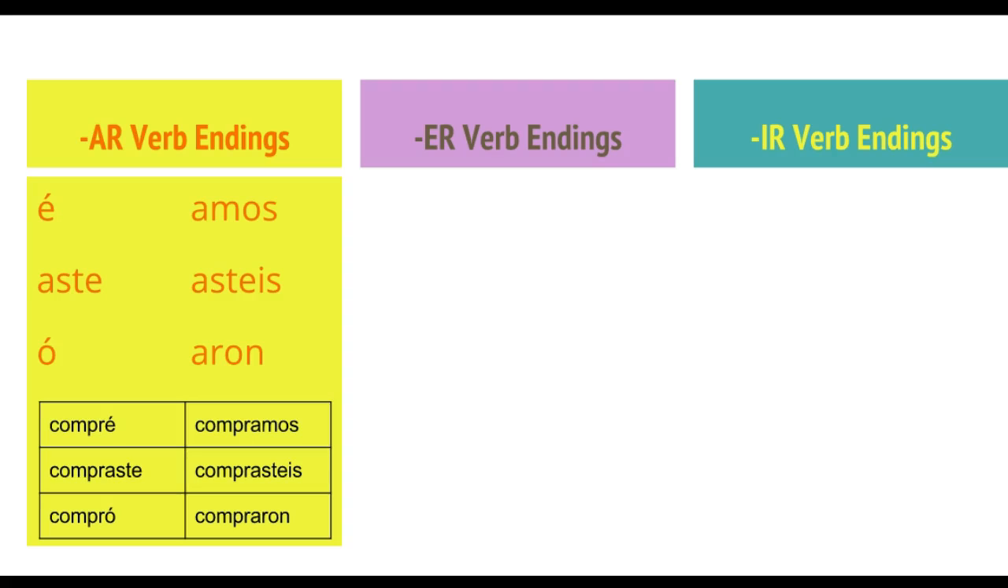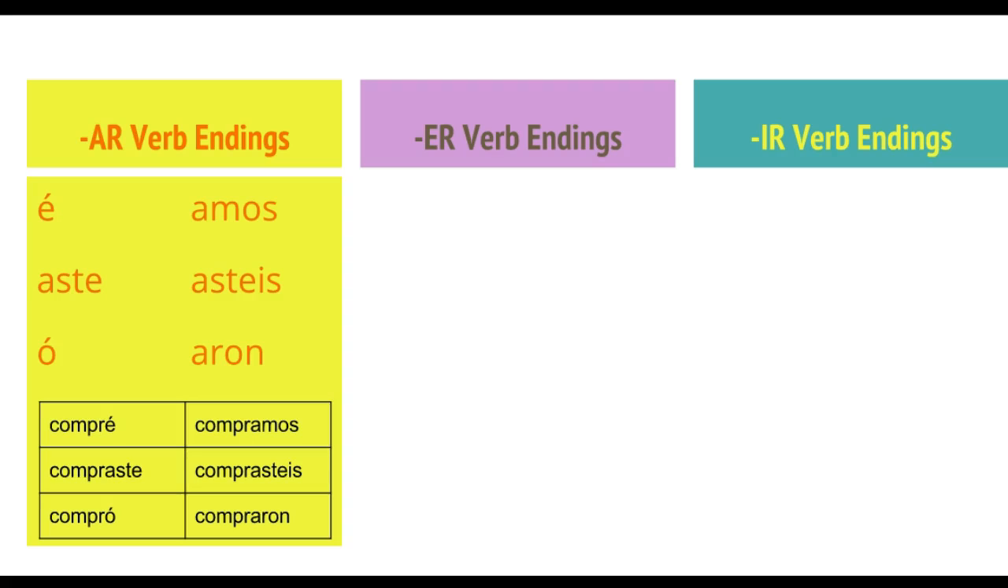Vosotros comprasteis, you bought, when you're talking about you and it's a group of people, and especially if you're talking about people in Spain. Ellos compraron, ellas compraron, or ustedes compraron. So they bought or you bought when you're talking to a group of people. So that's the one that's kind of like saying you guys bought.